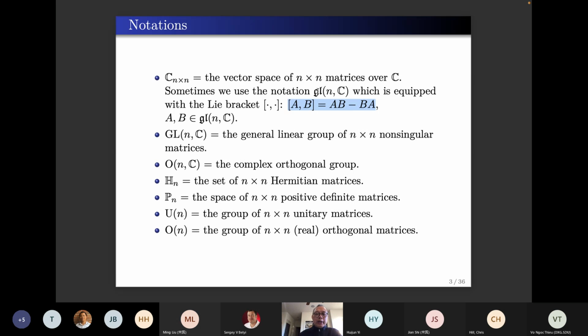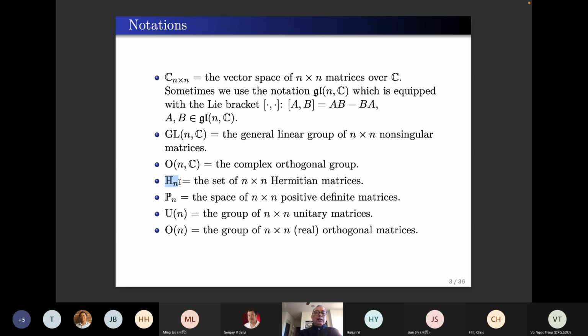All right. Associated with the German gl, there is a group called the general linear group, GL_n(C), which is the set of all n by n non-singular matrices. I think we are all familiar with that. The next set I'm going to talk about is O_n(C), which is the complex orthogonal group. If you're not familiar with this group, don't worry about that. I will give you a definition later. O_n(C) is a subgroup of GL_n(C).